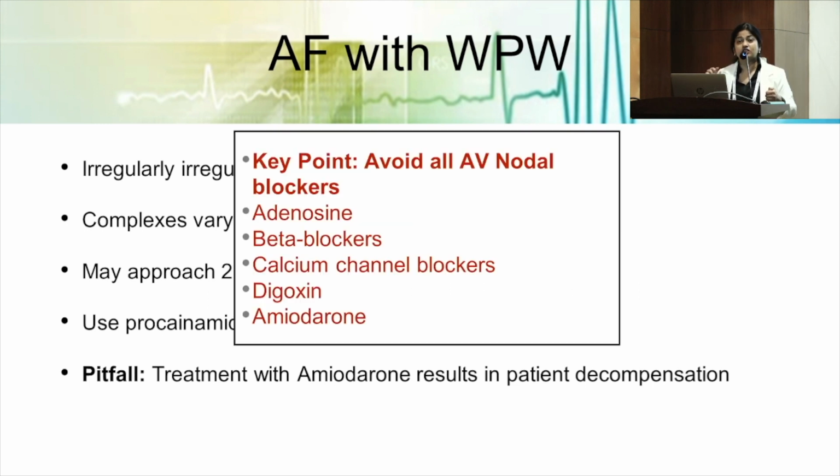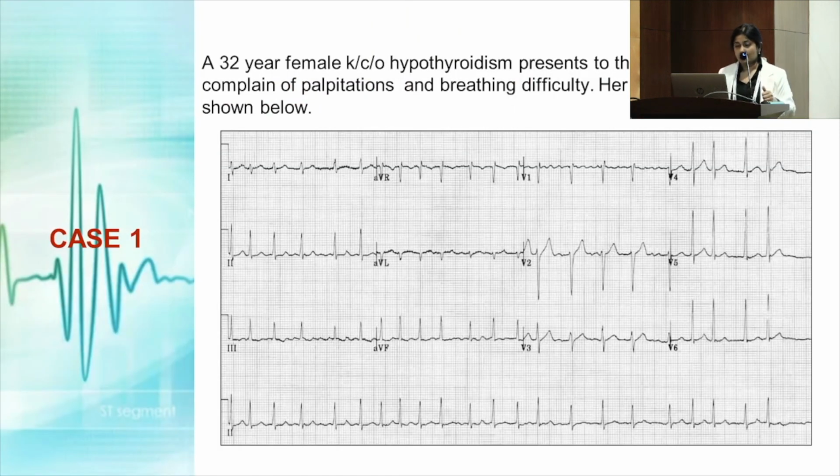Drugs to avoid: all AV nodal blocking drugs, adenosine, beta blockers, calcium channel blockers, digoxin, amiodarone. All AV nodal blocking drugs are to be avoided. Coming to our first case. This is a 32-year-old female, a case of hypothyroidism, presenting to the ER with palpitation. What do you see in the ECG?